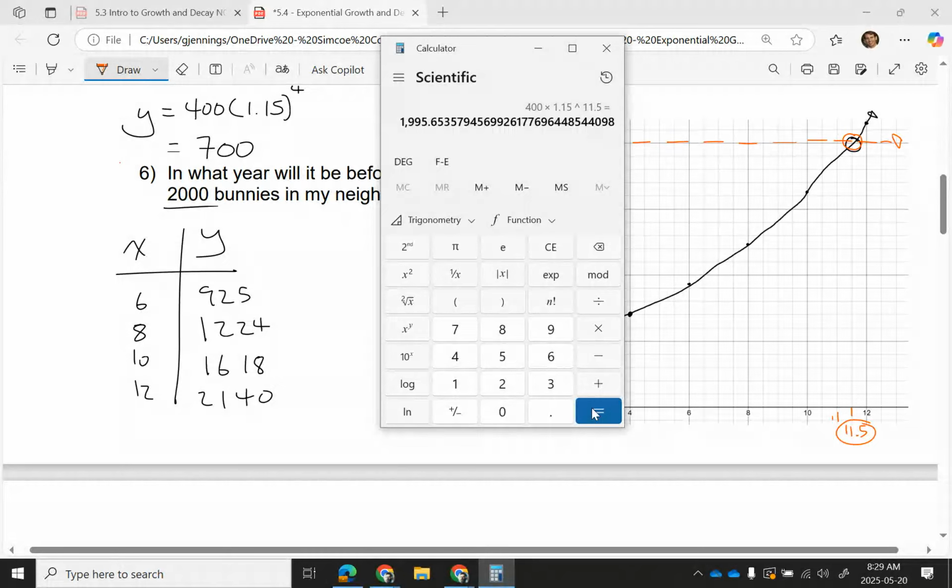400 multiplied by 1.15 raised to the power 11.5. Let's go 11.52 and see. There we go. We're just a little high. So we think it's probably like 11.515, something like that. It's where we can zero in and get really close. But that's already within one bunny of our target. So we could say that's after 11.52 years.